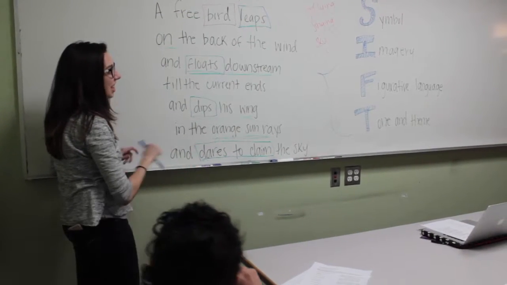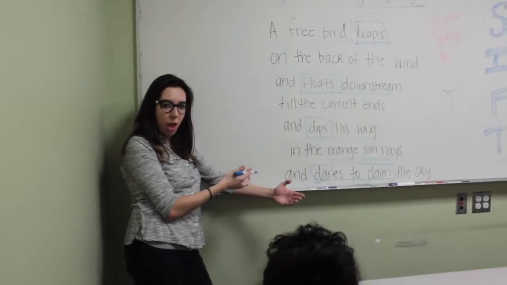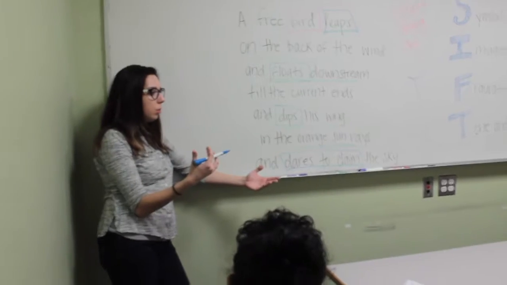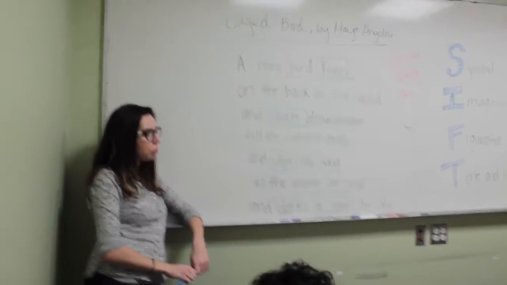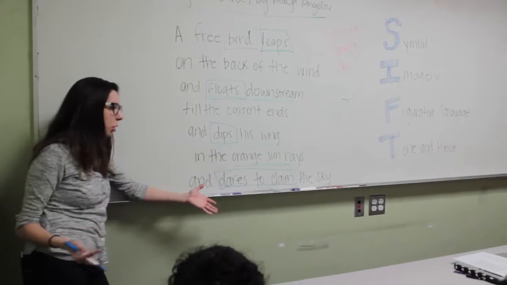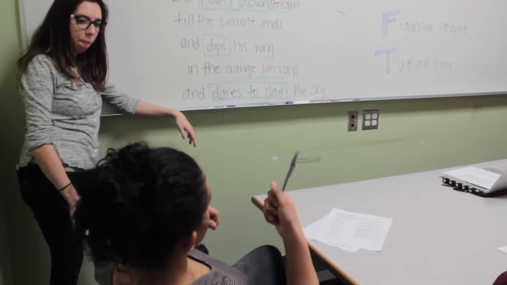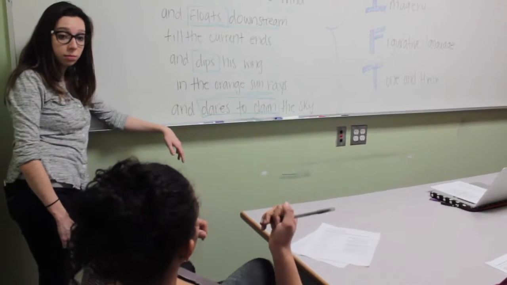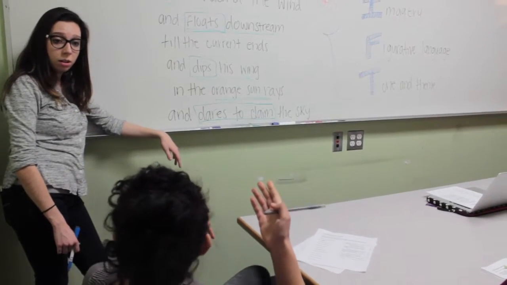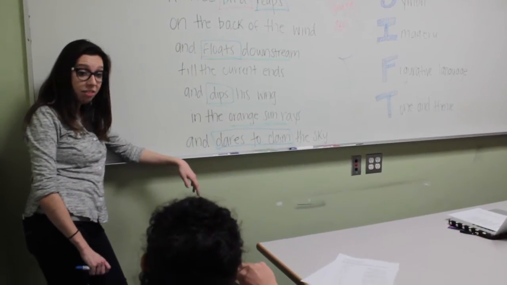Does a bird dare to claim things? No, it doesn't. Okay, so then if the author is describing a bird in this way, why would the author do that to describe a bird? So it could be that the bird is a symbol for people. Like people do these things, they dare to claim, they dip and stuff. Yeah, definitely. Wonderful.